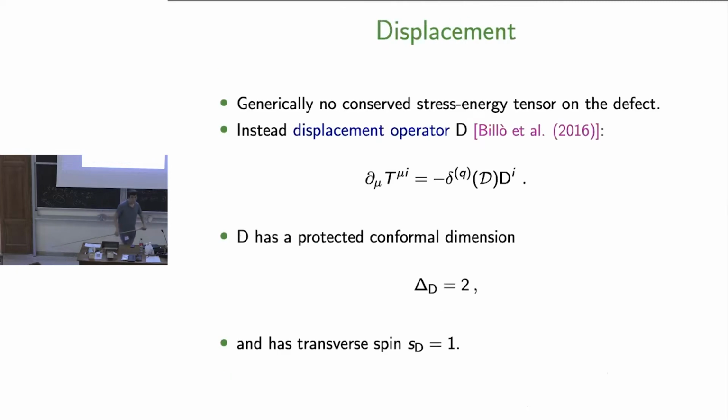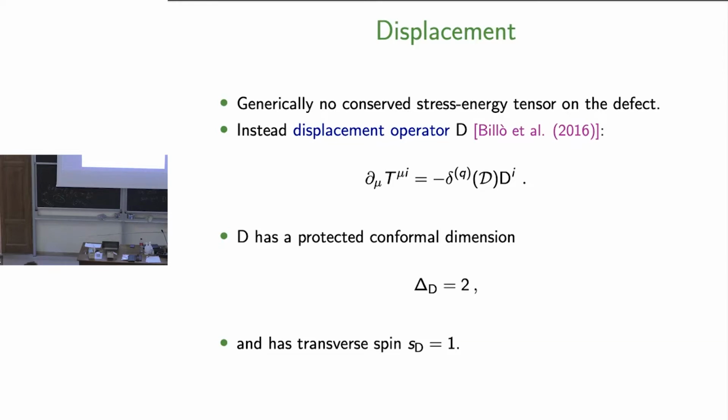So continuing with the generalities, as I just said, there is no conserved stress tensor when you are living on a defect. The closest that you have is what we call the displacement operator. Because you added this big object to your configuration, space-time symmetry is no longer conserved. You can think of the displacement operator as a sort of anomalous contribution to the Ward identity associated to the stress tensor.